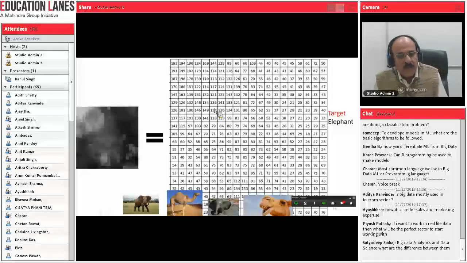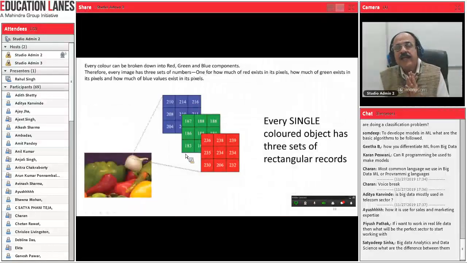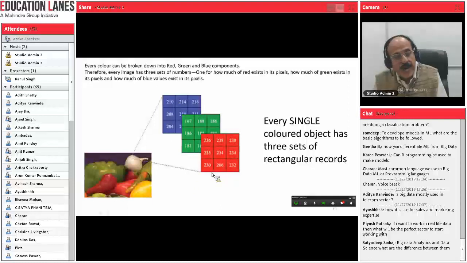Now for a black and white image, I have only one square. But for a colored image, every color has three components: RGB. Red, green and blue. So for every pixel, I have its red value, how much of red is there, how much of green is there, and how much of blue is there. So now for this image, I have not one square of pixel intensities, I have three squares of pixel intensities. So to say, it is three-dimensional data that I am having.